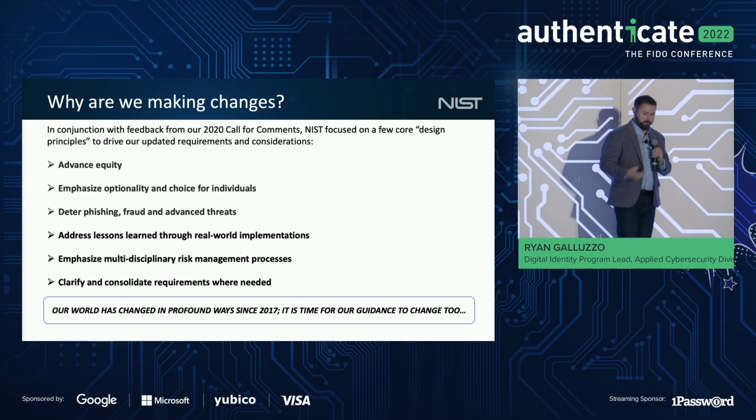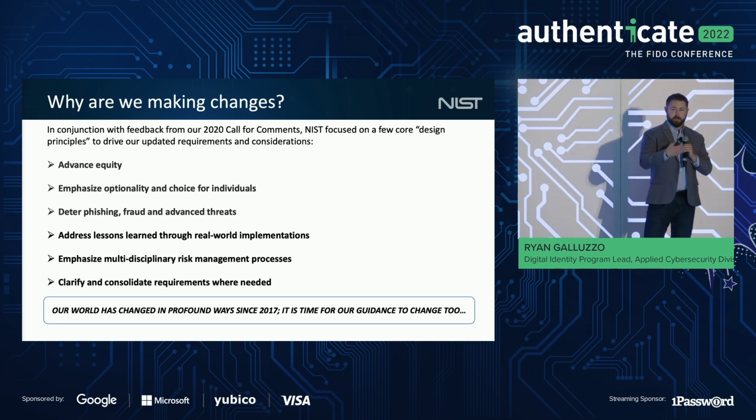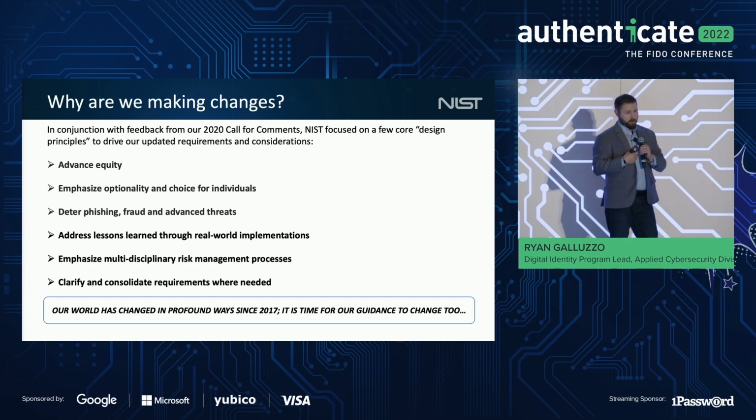We wanted to address lessons learned from real-world implementations. Again, the guidance has been out for 5 years. There's a lot we can learn from engaging, talking to the community. In 2020, we did a call for comments.